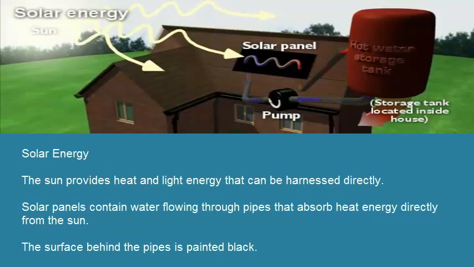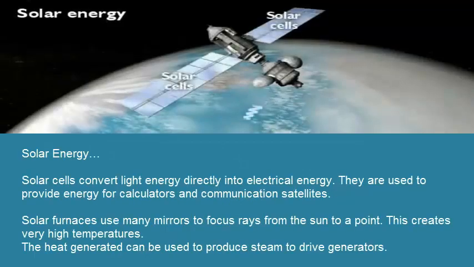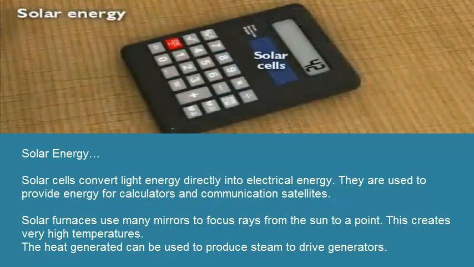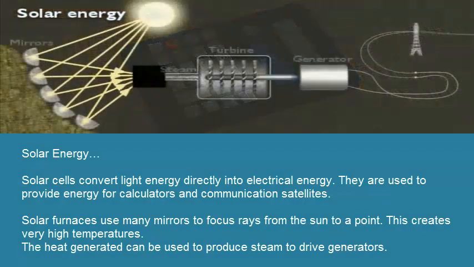Solar energy. The sun provides heat and light energy that can be harnessed directly. Solar panels contain water flowing through pipes that absorb heat energy directly from the sun. The surface behind the pipes is painted black. Solar cells convert light energy directly into electrical energy. They are used to provide energy for calculators and communication satellites.